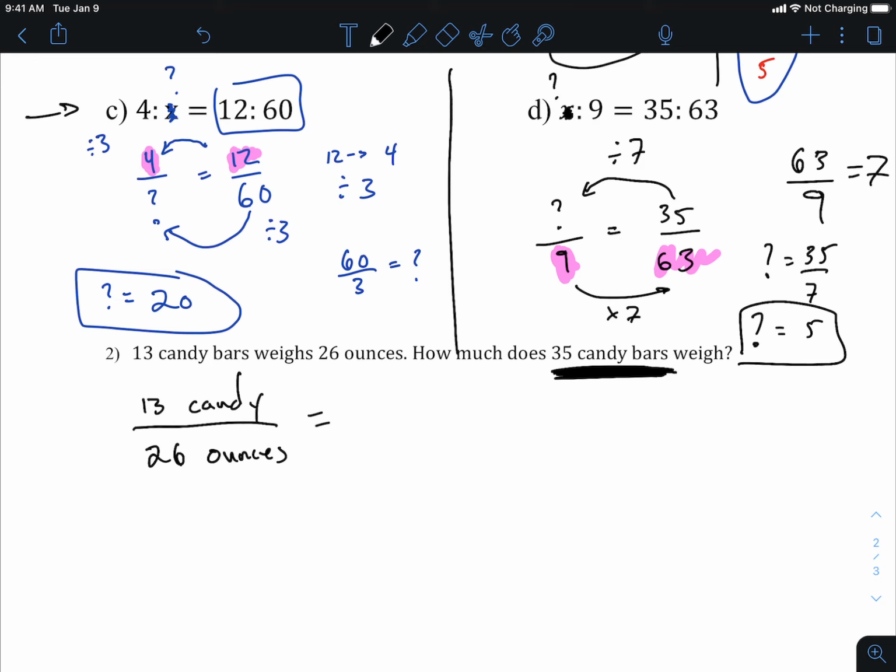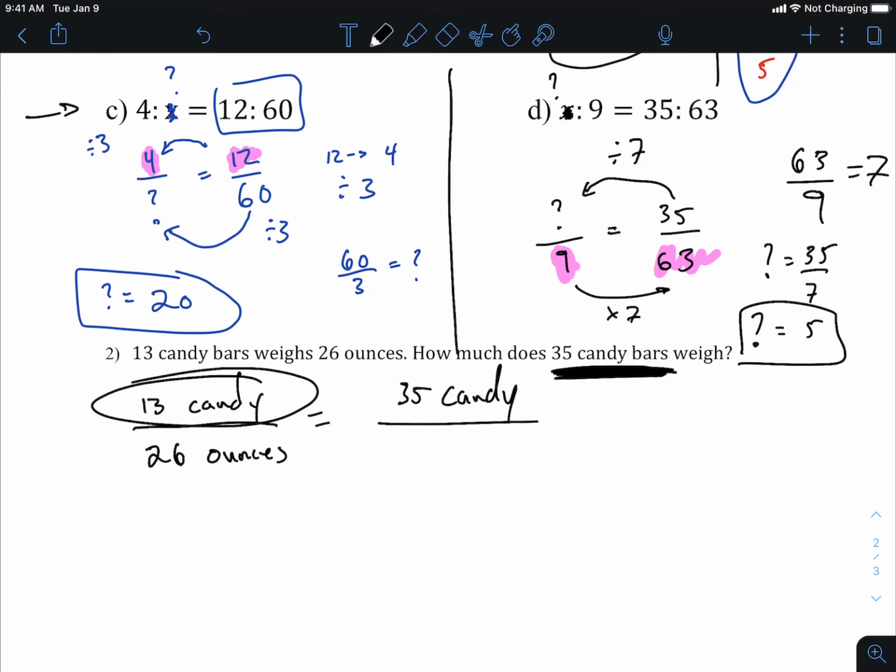Oh, I'm looking for weight, yes, but the information provided to me is what? 35 candy bars. So where's the 35 going is my question. Top or bottom? Top, right? Because it's got to match the where you put the candy on the other side.